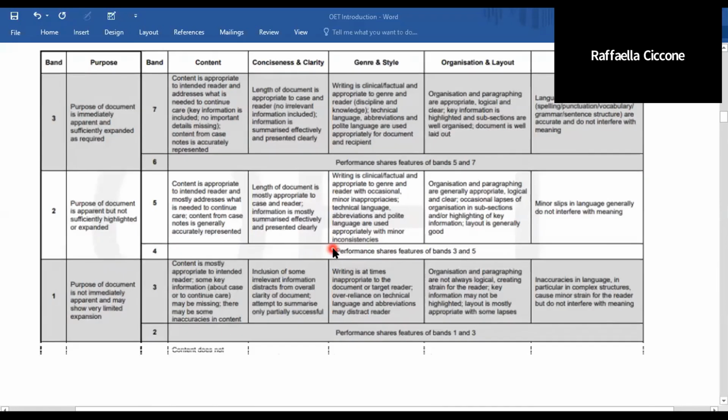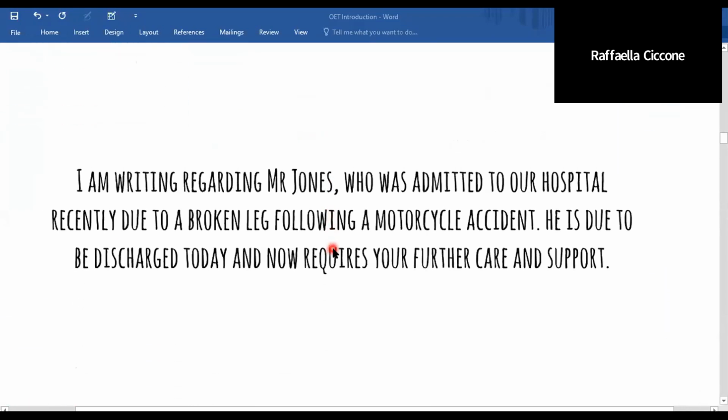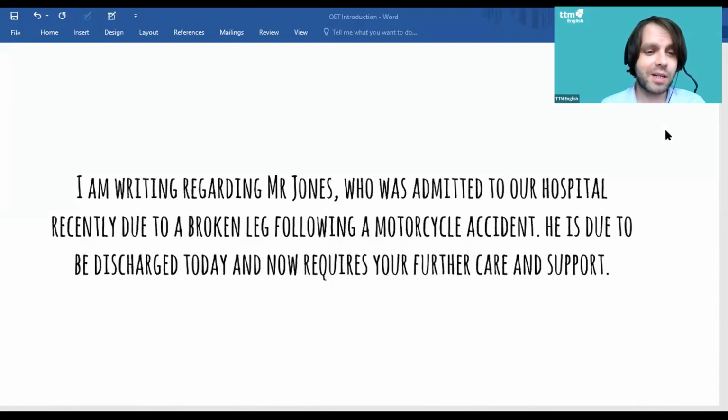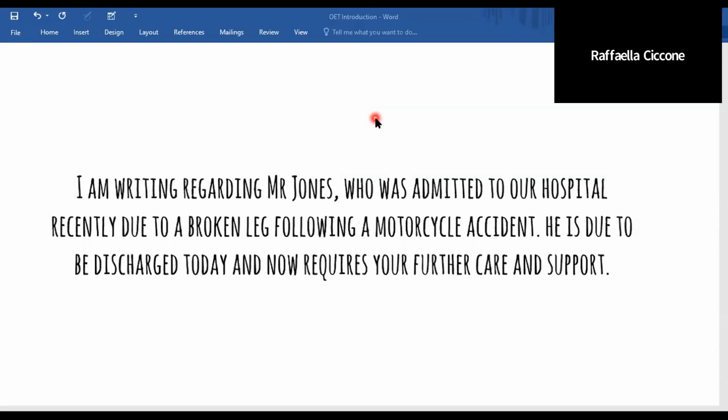What about this one here? We're all happy with this? It should be okay. I tried to make a good one, and maybe I've made a mistake. I'm writing regarding Mr. Jones, who was admitted to our hospital recently due to a broken leg following a motorcycle accident. He is due to be discharged today and now requires your further care and support. This is the type of introduction I'm going to teach you today. It's got 2 sentences in, and there's a specific formula for doing it.